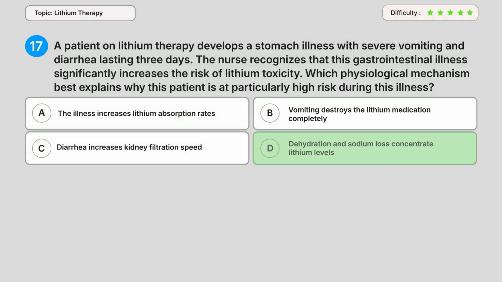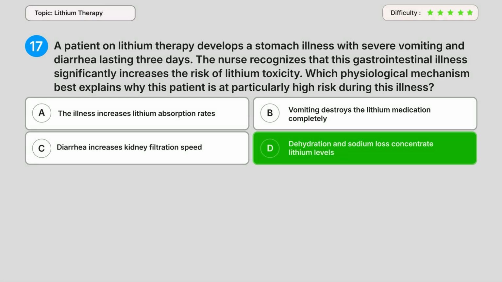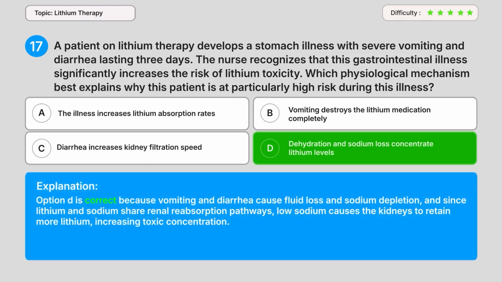Correct answer: D. Dehydration and sodium loss concentrate lithium levels. Explanation: Option D is correct because vomiting and diarrhea cause fluid loss and sodium depletion, and since lithium and sodium share renal reabsorption pathways, low sodium causes the kidneys to retain more lithium, increasing toxic concentration.